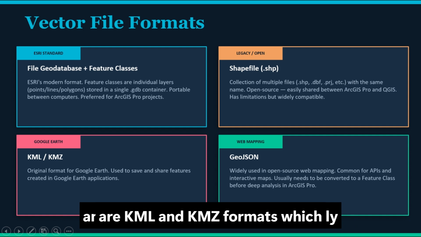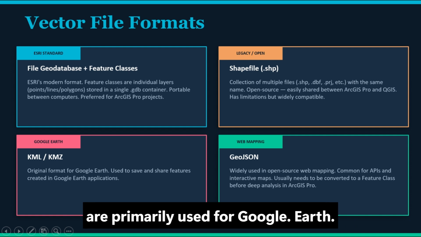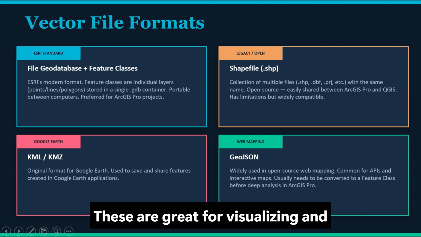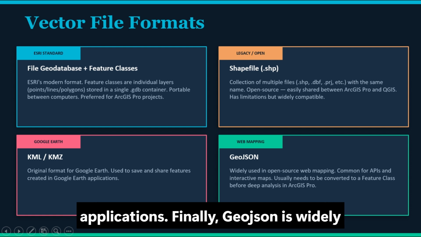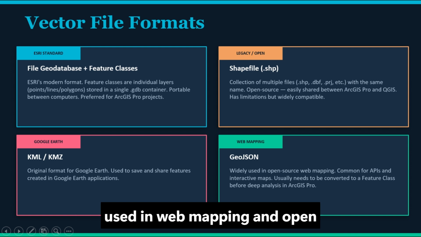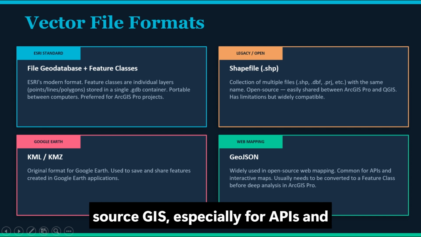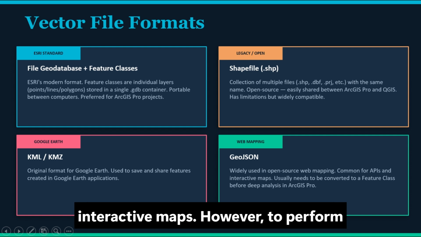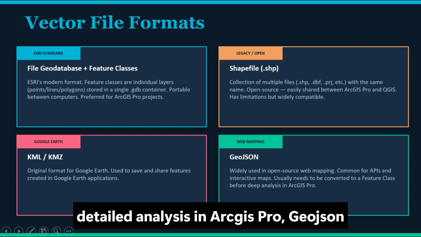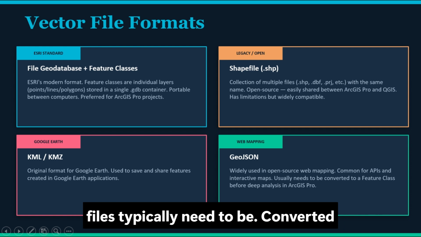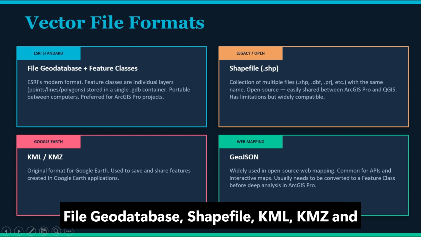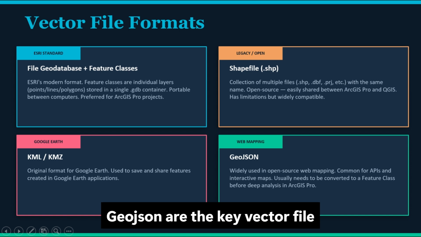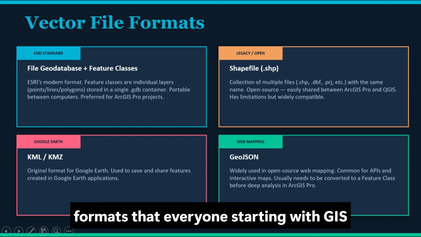Then there are KML and KMZ formats, which are primarily used for Google Earth. These are great for visualizing and sharing features created in Google Earth applications. Finally, GeoJSON is widely used in web mapping and open-source GIS, especially for APIs and interactive maps. However, to perform detailed analysis in ArcGIS Pro, GeoJSON files typically need to be converted to feature classes. These four formats, file geodatabase, shapefile, KML/KMZ, and GeoJSON, are the key vector file formats that everyone starting with GIS should know.